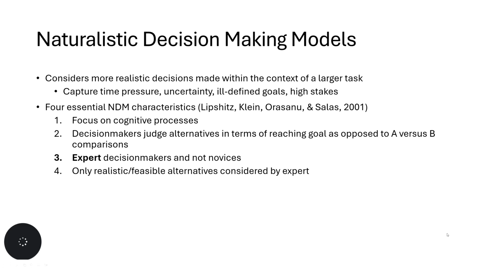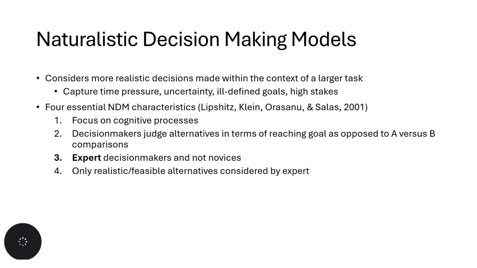And then we got to naturalistic decision-making models. So this captures more realistic decisions that are made within the context of some larger task or goal. Most naturalistic decision-making models or methods will capture time pressure, uncertainty, quality of goal definitions, and different stakes. The four critical naturalistic decision-making characteristics are a focus on cognitive process.